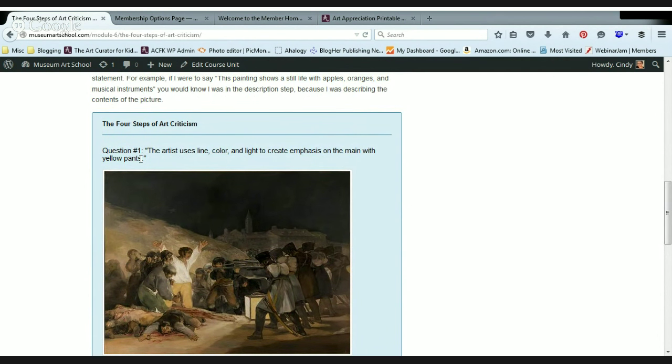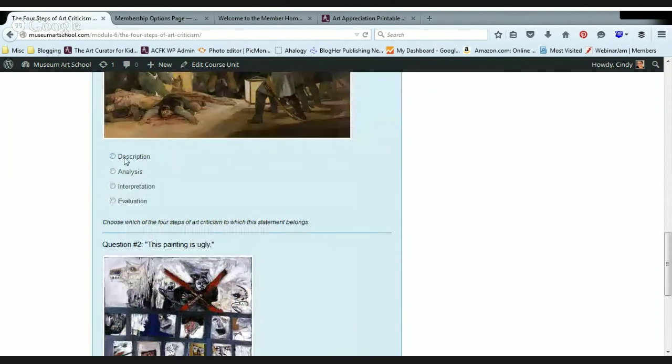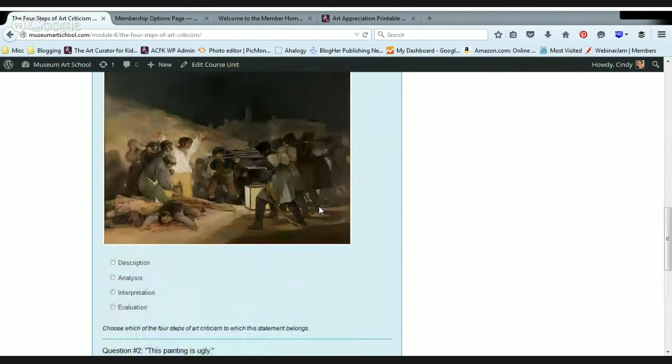So this is a quiz that they would take. This activity is, they've learned about the 4 steps of art criticism, and then they read these questions. For example, "The artist uses line, color, and light to create emphasis," and then they have to decide which step of art criticism that statement is referring to.